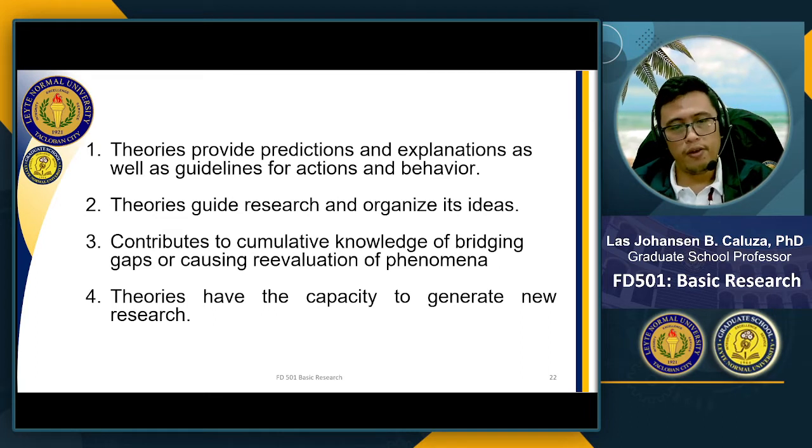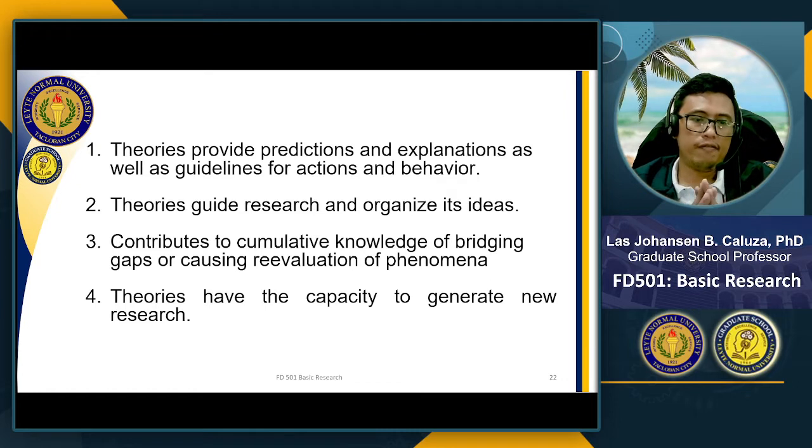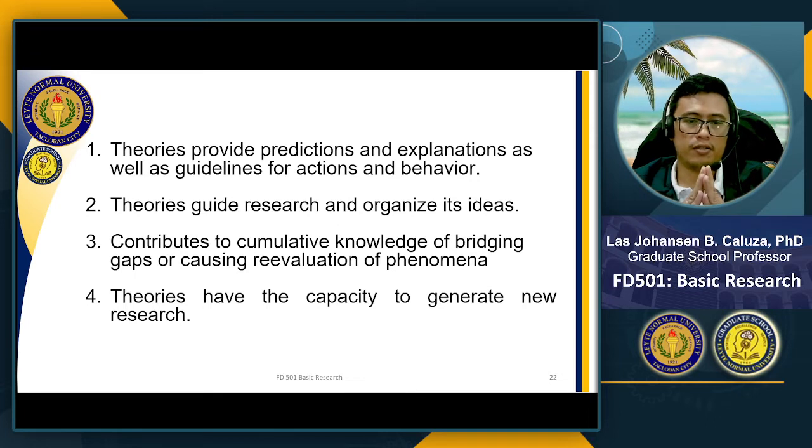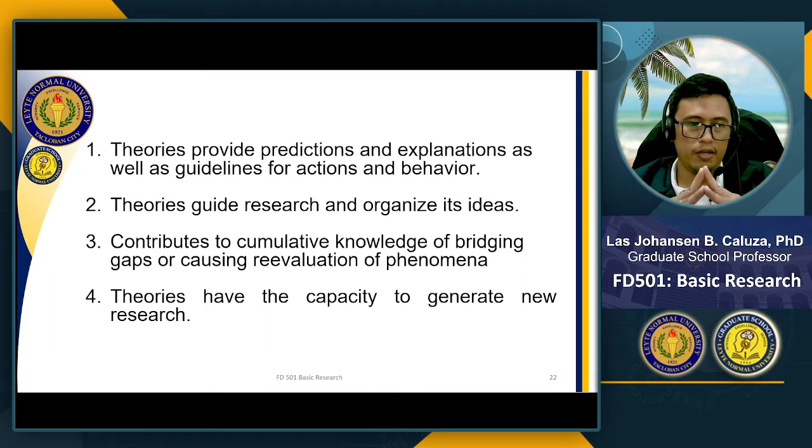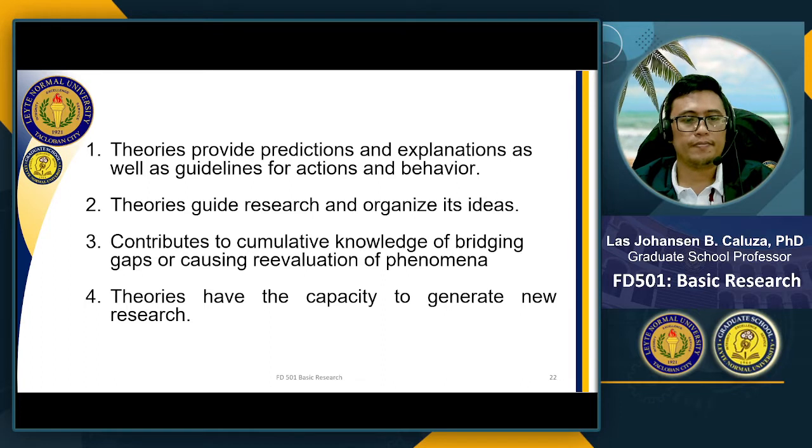Fourth, theories have the capacity to generate new research. Now, if you have a theory that is explaining why a particular phenomenon happens, it can also help you understand what are some of the constructs or factors, what are some of the relationships that are out there that are relevant for that particular phenomenon that might need to be investigated further. In other words, it provides a platform and a network for research.